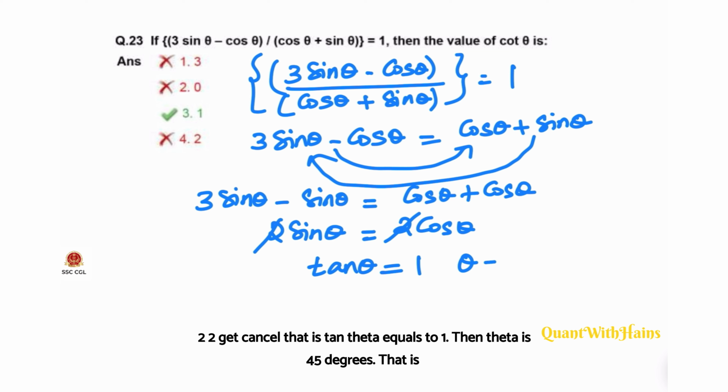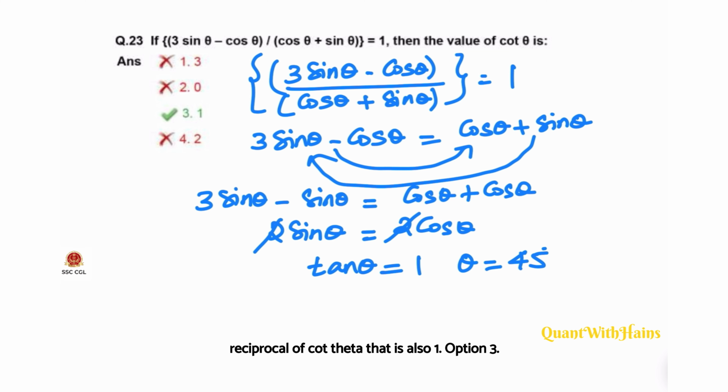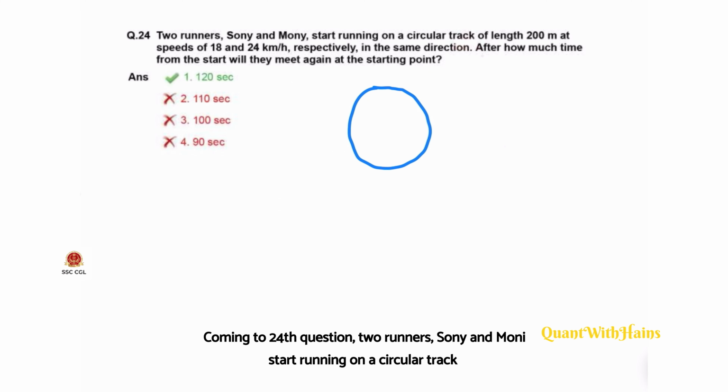Then theta is 45 degrees. That is reciprocal of tan theta, cot theta. That is also 1. Option 3. Coming to 24th question.